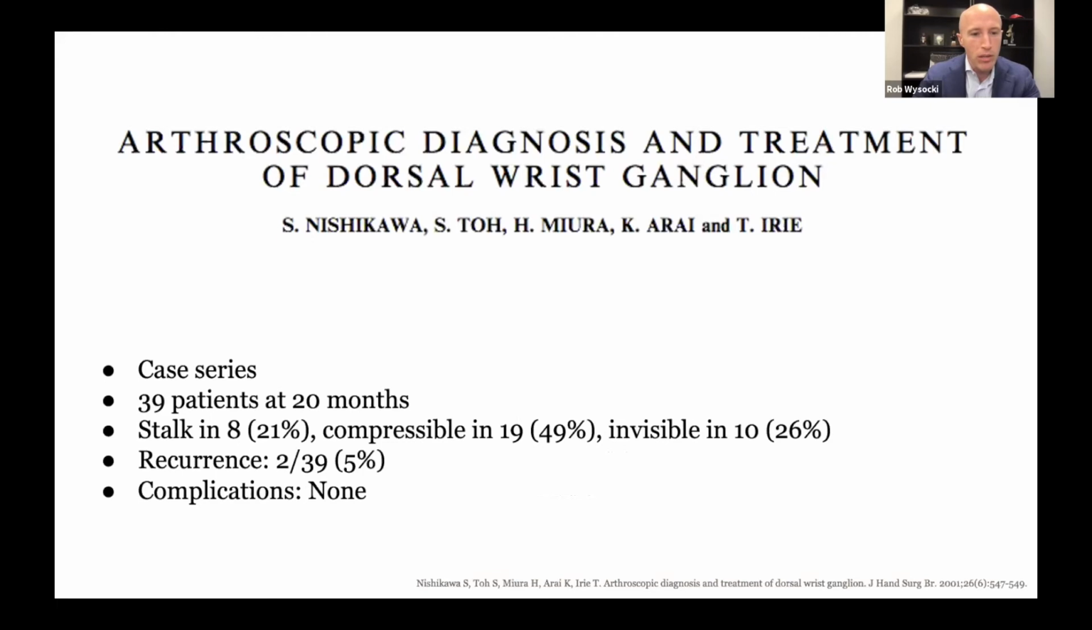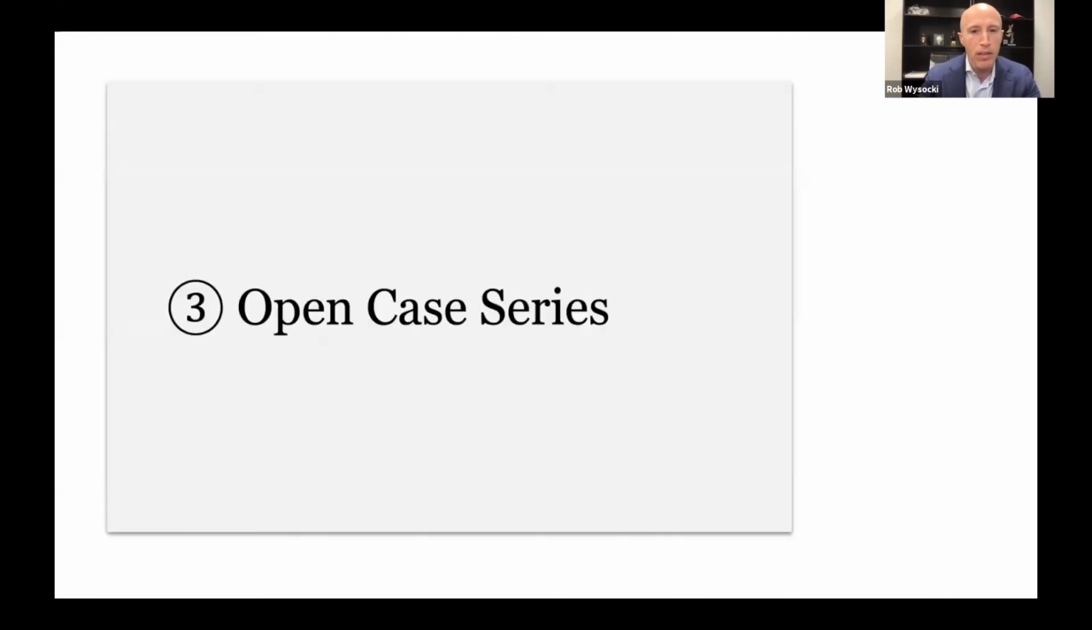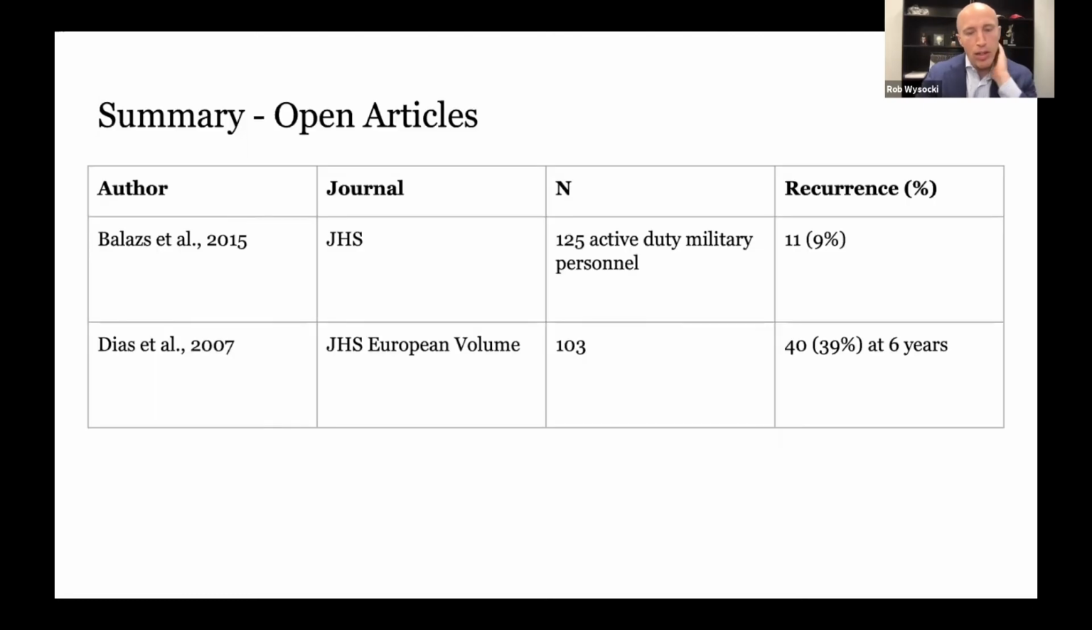And they, much like Marco's study, only saw the stalk in 21%, although they then describe a compressible pathologic appearing synovium in another 19 patients, which was 49%, which jumps up to then about 70% where they saw something that looked abnormal versus 26 not. Regardless, again, a low recurrence rate of only 5%. So that's what we get out of the case series. You might say, well, what about open case series? What do we know? Well, it's interesting.